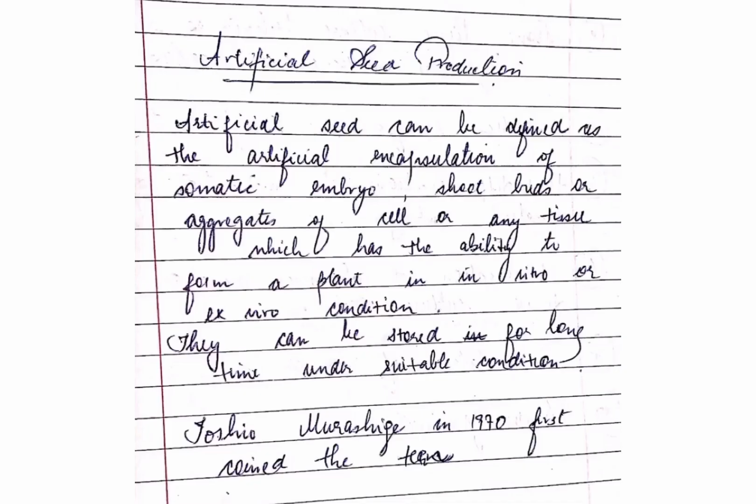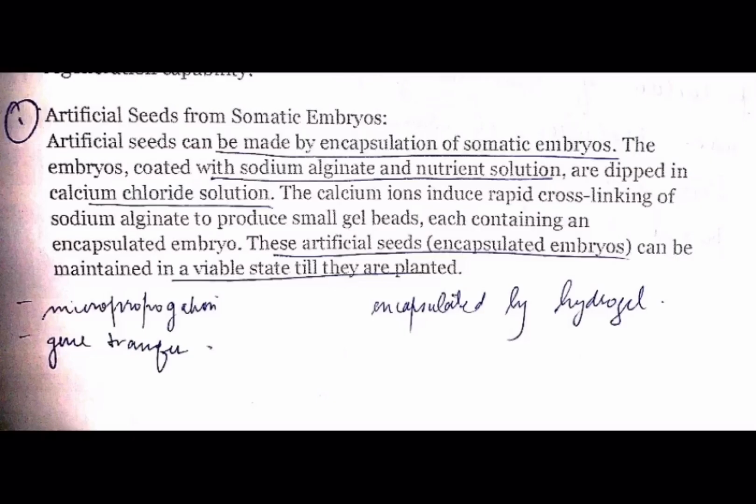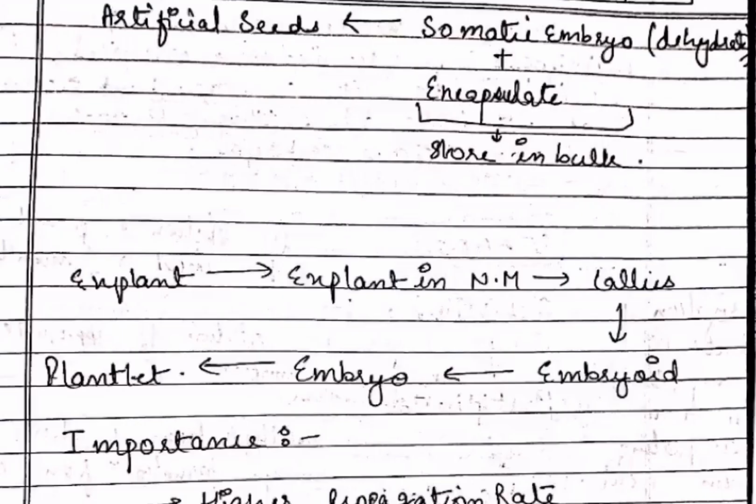Artificial seeds can also be produced by using somatic embryogenesis. Artificial seeds can be made by encapsulation of somatic embryos. The embryos coated with sodium alginate and nutrient solution are dipped in calcium chloride solution. These artificial seeds can be maintained in a viable state till they are planted. Again, I have shown this in the flow chart.